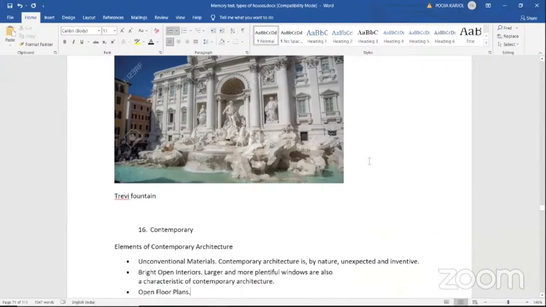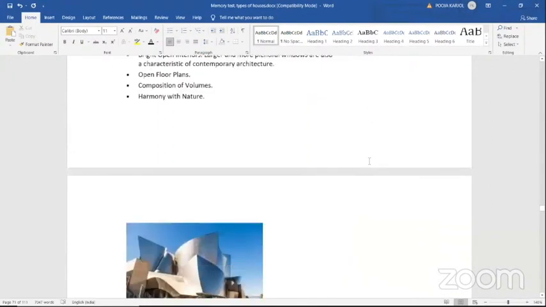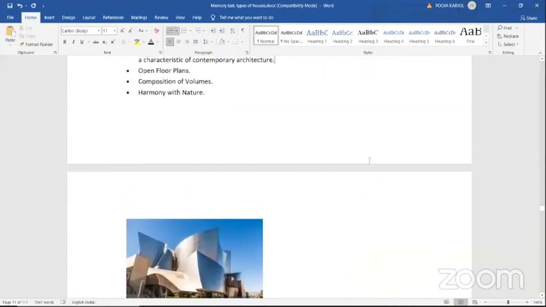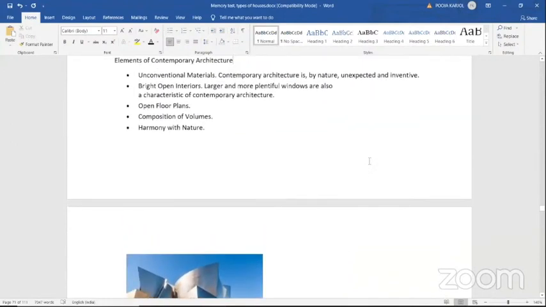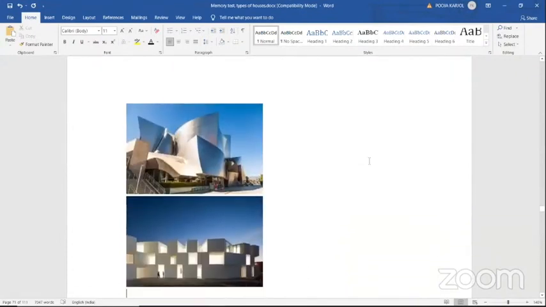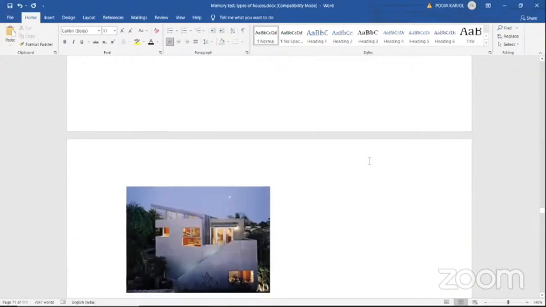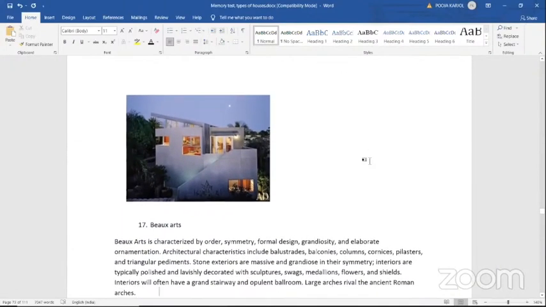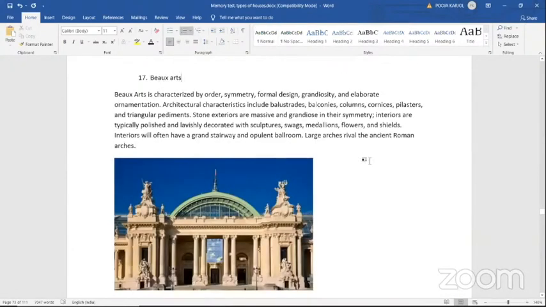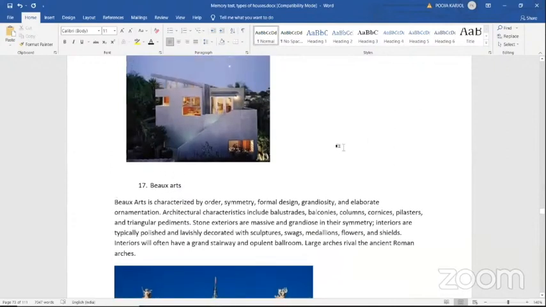Contemporary: unconventional materials, bright and open. Harmony with nature, open floor plans, composition and volumes. If nothing else, it's huge. This is a contemporary style home, a domestic building.